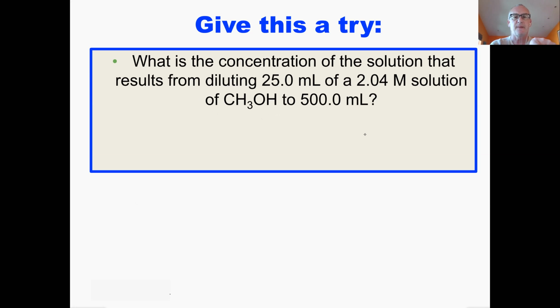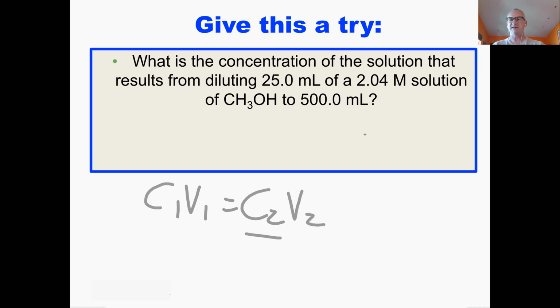And I have 25 mL of a 2.04 molar solution. And then I dilute it to 500 mL. So what is the new concentration? So go ahead, work on that for a couple minutes and see who gets it first. Just use our good old C1V1 equals C2V2. And the question is, what is C2? What is the second concentration, the new concentration?